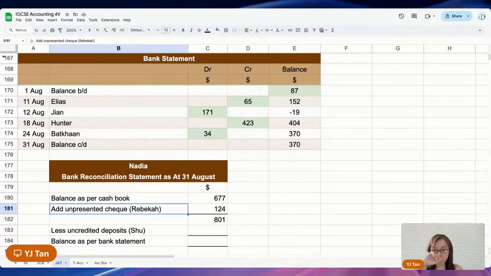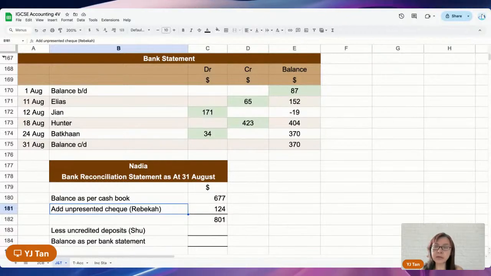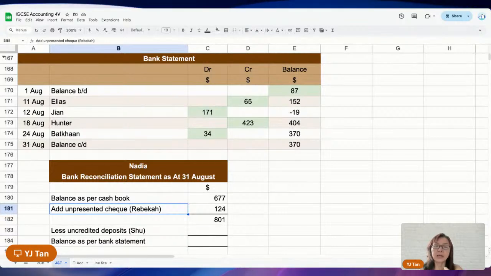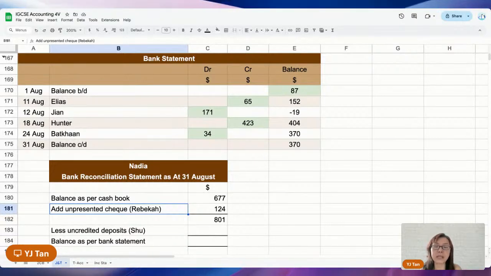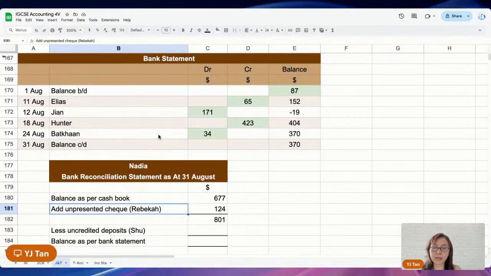That is the added unpresented check. I repeat one more time: in this scenario, the company already issued the check to pay Rebecca, but the bank may not yet have deducted this check from the company's bank account. So that's why you cannot see it in the bank statement.